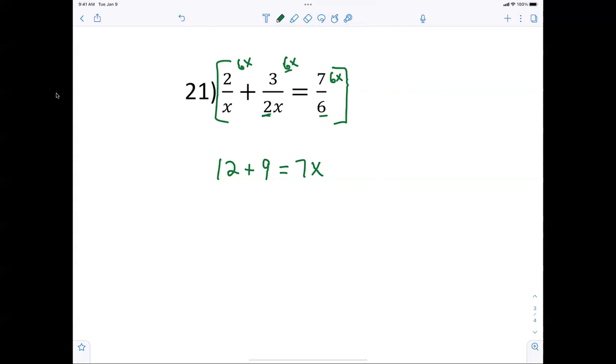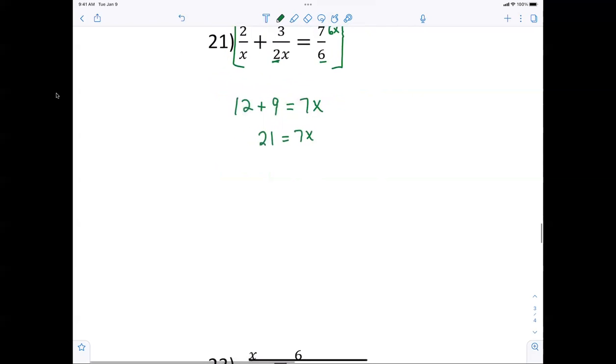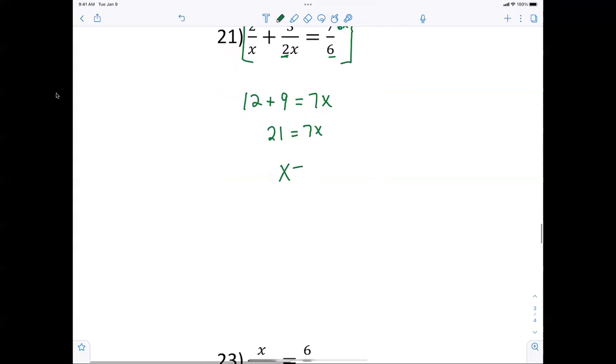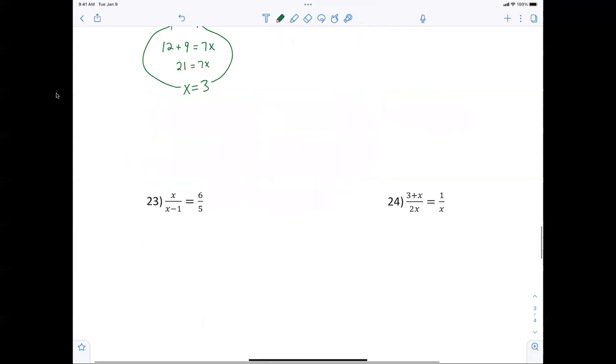6 divided by 2 is what? 3 times 3. You with me, right? And so now 21 equals 7x. So x equals 3. Is that a good answer? Good answer. Here we go.